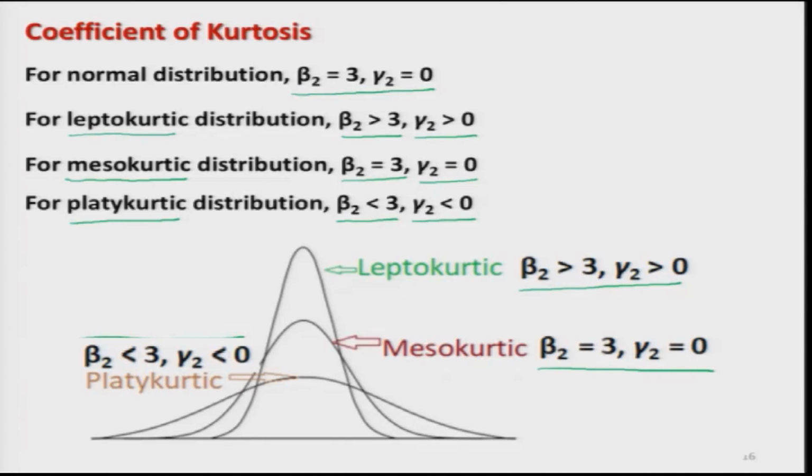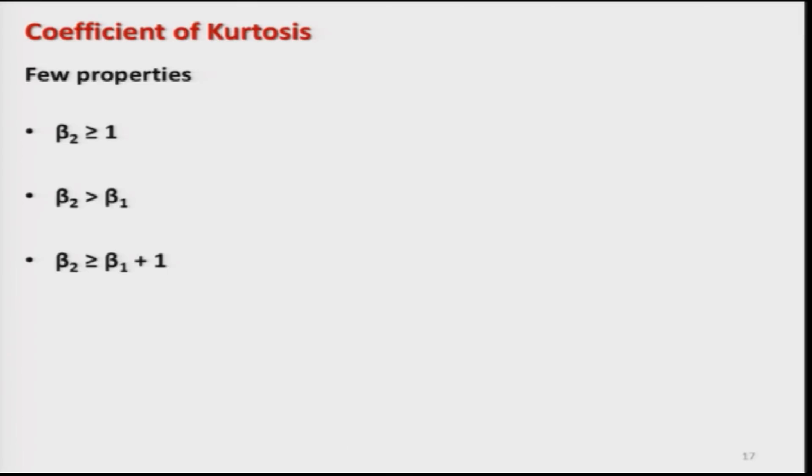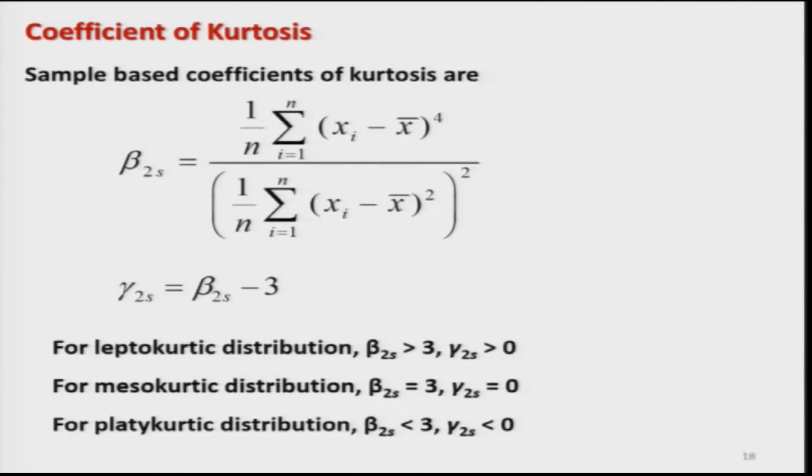So, this is about the coefficient of kurtosis. Some properties which I am not going to prove here, it is just trying to say that beta 2, the coefficient of kurtosis, will always be greater than or equal to 1, and beta 2 will always be greater than the coefficient of skewness beta 1, and this beta 2 will always be greater than or equal to beta 1 plus 1. These are some properties just for your information, I am not going to use it here.